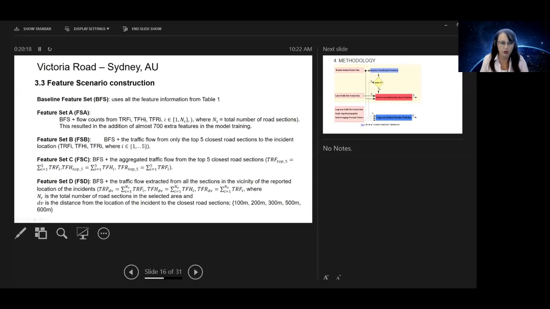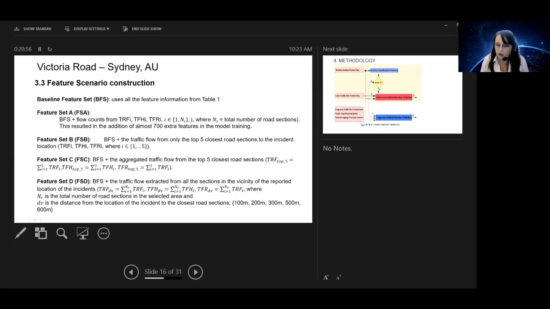For example, for feature dataset A, we would take all the traffic flow counts from these three measures on all the road sections in the network. It was a lot because we had almost 700 extra features being added to the model training. This makes things very, very hard to handle, but we wanted to see whether it's working or not. But then we also did some tests. How about if we aggregate these traffic flow features? For example, in FSB, we just chose the top 5 closest road sections to the incident location. Then we aggregated the traffic flow for these 5 sections as well.